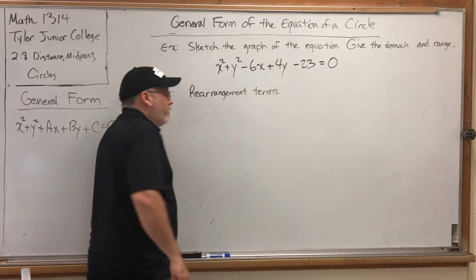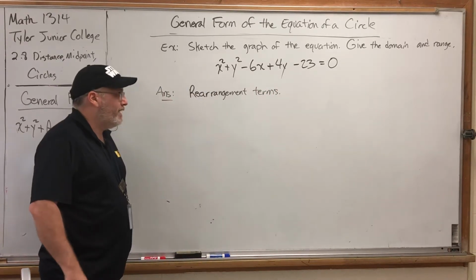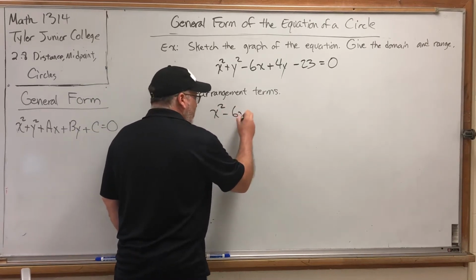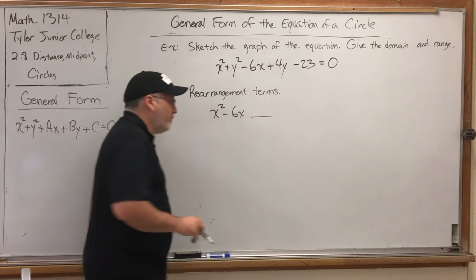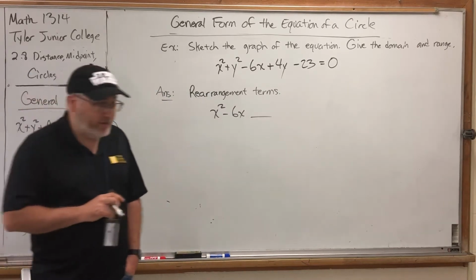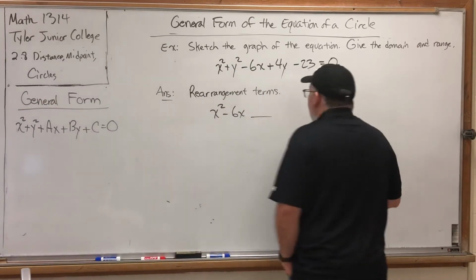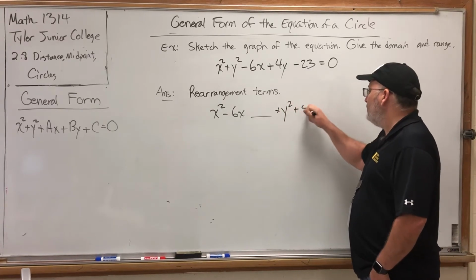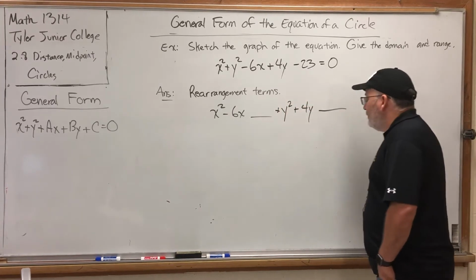Now the way we're going to rearrange the terms is we're going to start by writing the x terms: x squared minus 6x. And now leave a blank space after that because we are going to complete the square there. Then write the y terms: the positive y squared, the positive 4y, and leave another blank.